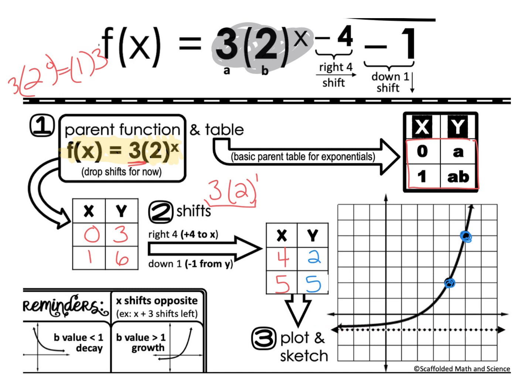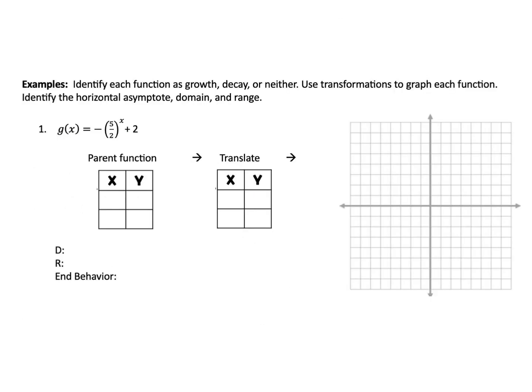And then I draw my exponential growth curve that will hug that asymptote until it shoots up pretty quickly through those 2 points. So now I'm just going to demonstrate with a few practice problems where we're going to identify each function as growth, decay, or neither. Then we'll use transformations to graph each function. From that point, I want you to just practice your vocabulary by identifying horizontal asymptotes, domain, and range, as well as end behavior.